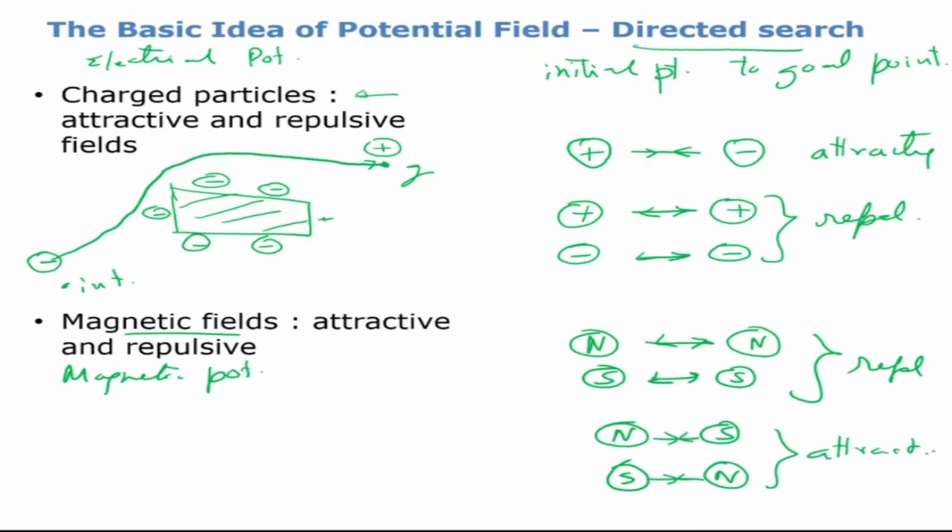So basically we can place the north pole or the south pole on the robot, the obstacle or the goal accordingly, and ensure that the robot is attracted towards the goal and it is repelled by the similar charge on the obstacles. So this is the idea of using magnetic energy or magnetic potential.